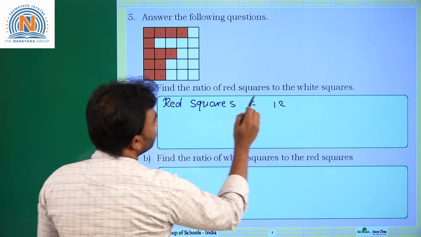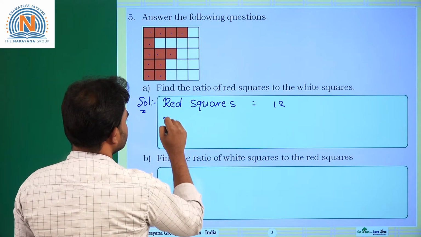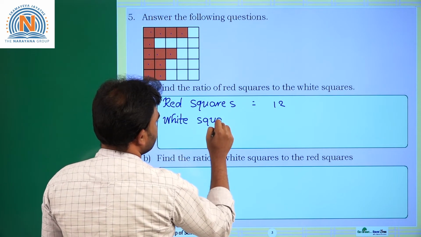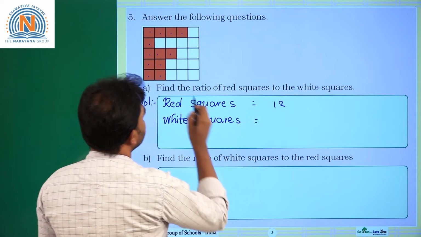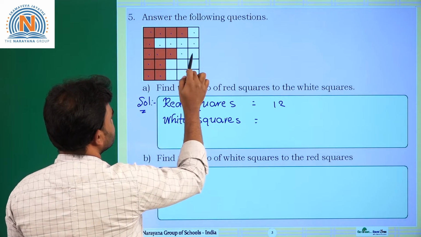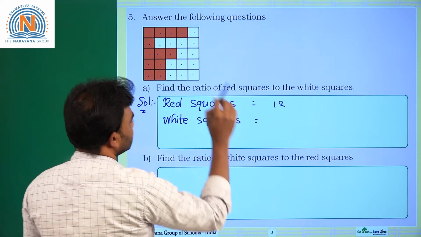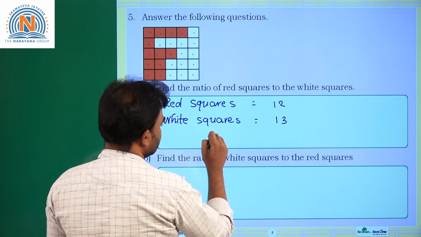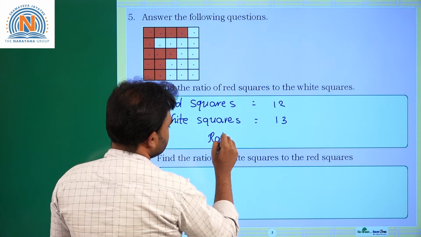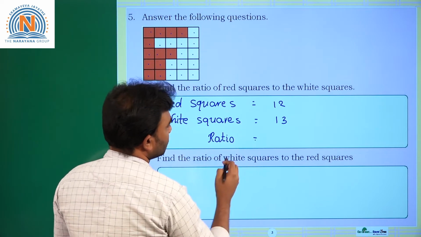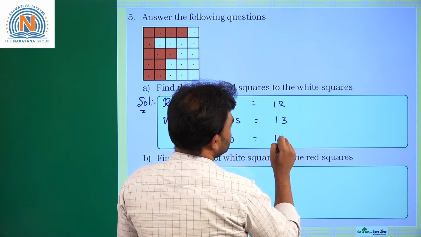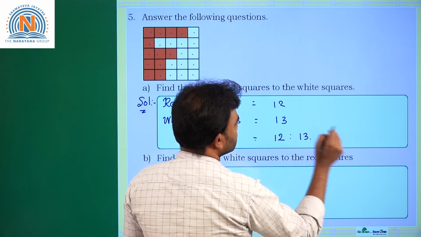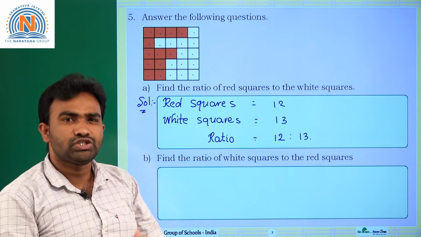And how many white squares are there? White squares is equal to, how many are there? 1, 2, 3, 4, 5, 6, 7, 8, 9, 10, 11, 12, 13. 13 are there. So the ratio of red squares to the white squares is, that means the number of red squares is to the number of white squares. That means 13. So the answer is 12:13.